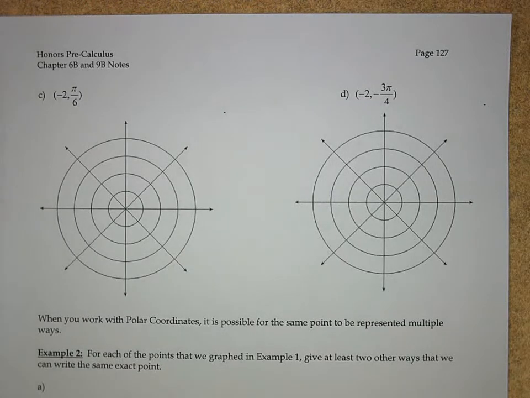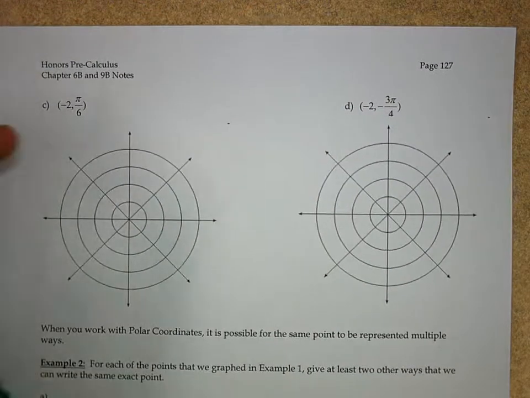The last two examples I want to look at with regards to plotting polar points is what do we do when we've got negative values? So the first set we dealt with were all positive values. So you went around in the counterclockwise direction for the angle measurement. Then you moved out however many units the radial value was. Now we've got a negative radial value. And what does that mean?